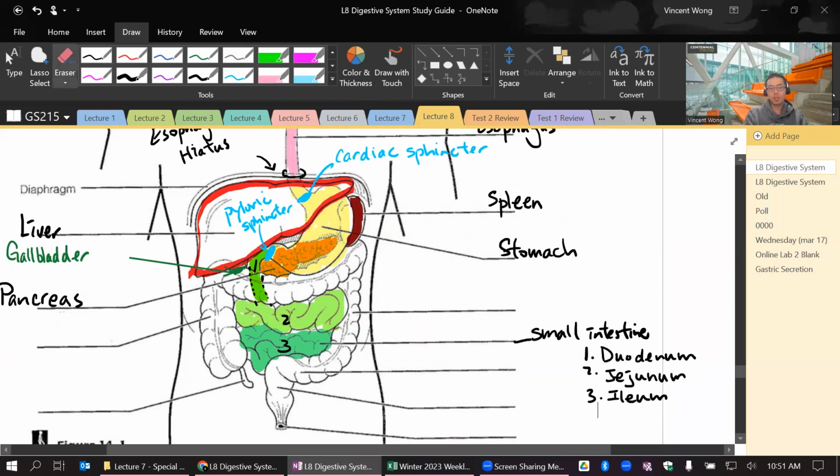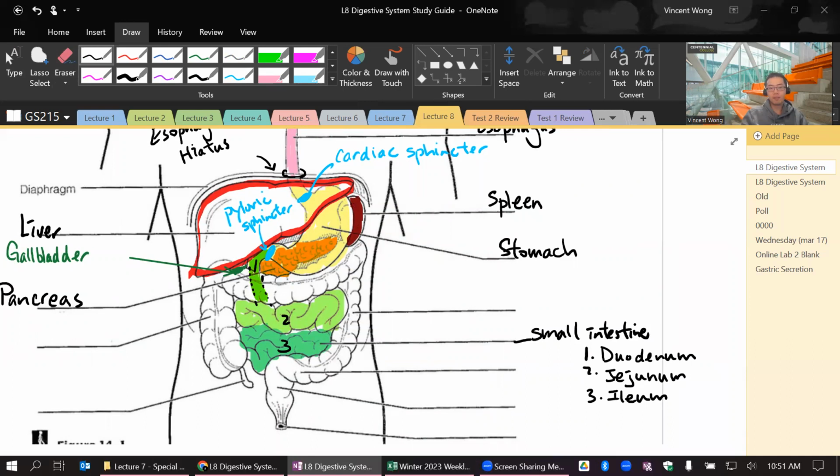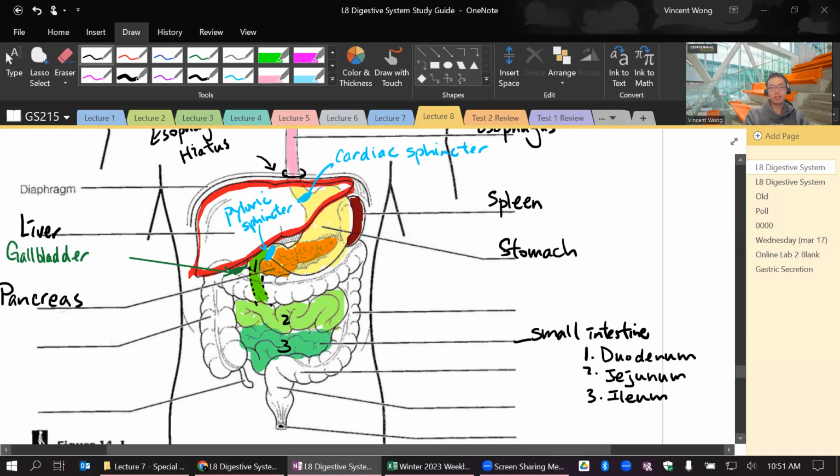Okay, and remember, the small intestine has those circular folds, the villi and the microvilli to help increase surface area.